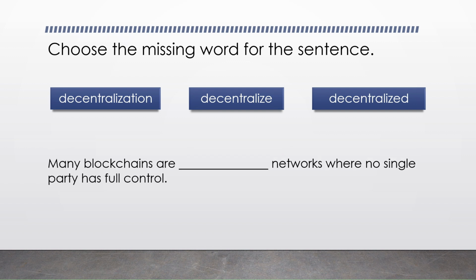And the last one, you know what to do here. Go ahead and pause the video. Take a look at it for a moment. Write your answers in the comments below. Okay, so many blockchains are decentralized networks. Networks being the noun and decentralized being the adjective that describes what type of networks they are, where no single party has full control. Good job, everyone.